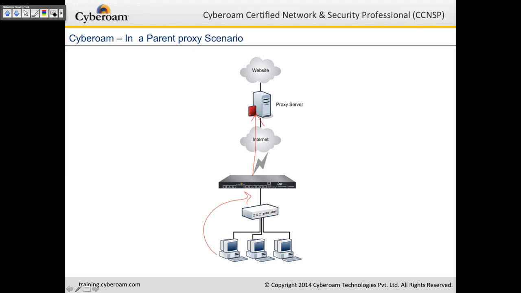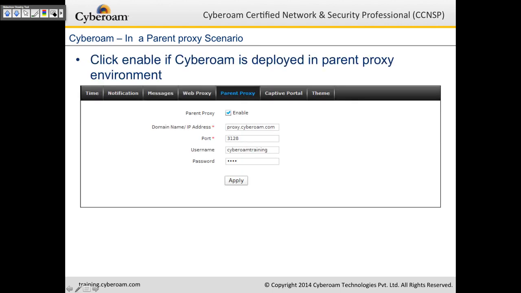You can also have the proxy server probably somewhere in the LAN as well. So I'll just write it as proxy server. In that case as well, the servers or the computers over here will point to this and the request will come to Cyberoam like this. The caching will be done in the existing proxy server, and then Cyberoam will apply the security policies and authentication and will let you go to the internet. So that's how Cyberoam works in a parent proxy scenario.